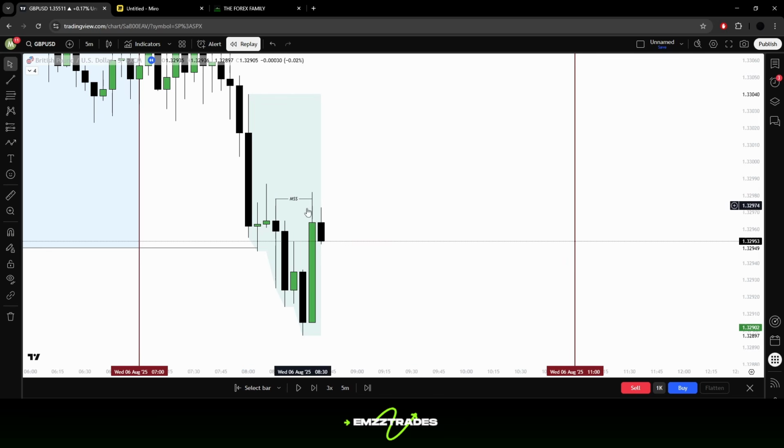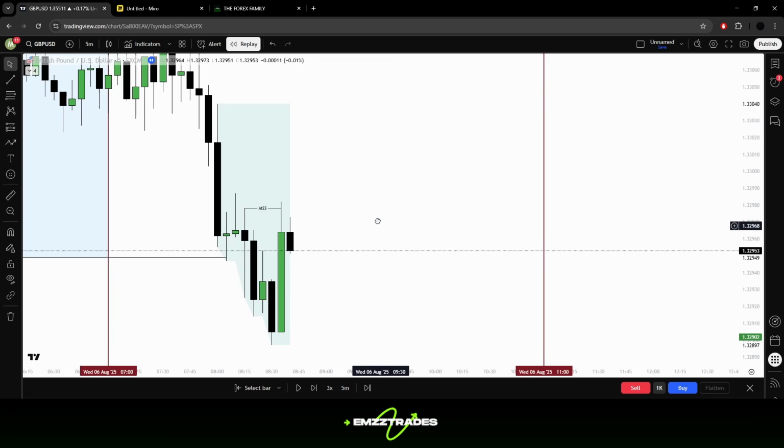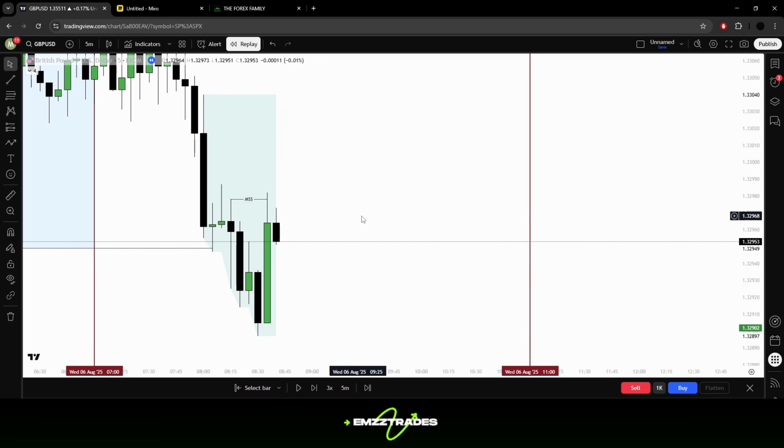So that'll be my market structure shift, and now all we're looking for is our fair value gap. So now all we need to do is literally look for the fair value gap, and then we can enter our position.